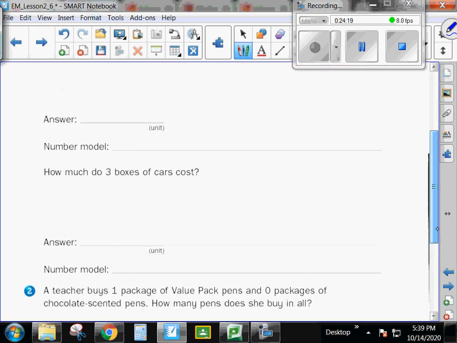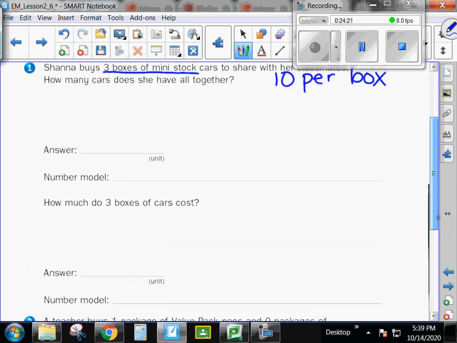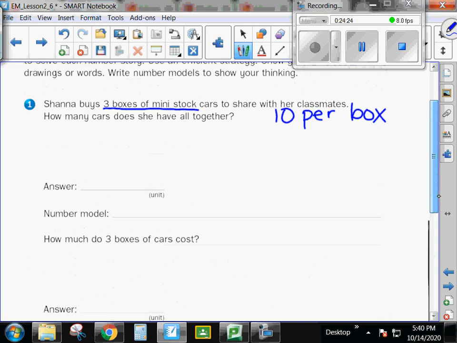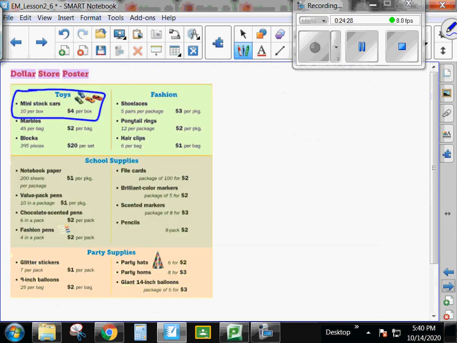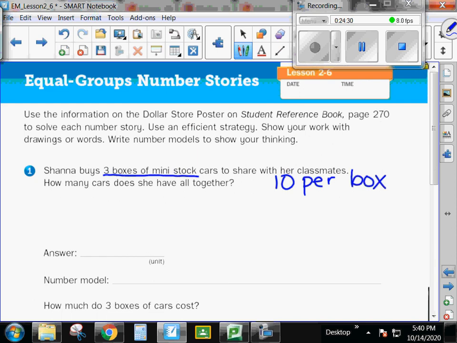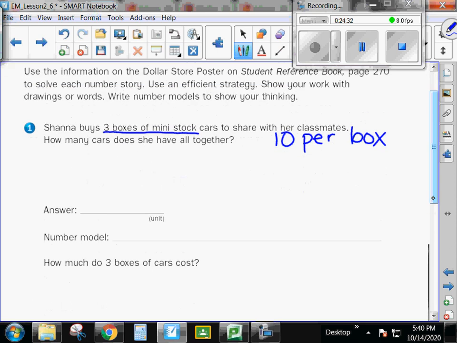And then it wants to know, how much do 3 boxes of cars cost? Well, you need to know what 1 box costs, right? So each of those boxes costs $4. So there's 10 per box, and it costs $4 per box. That's the information that you're going to need for number 1.